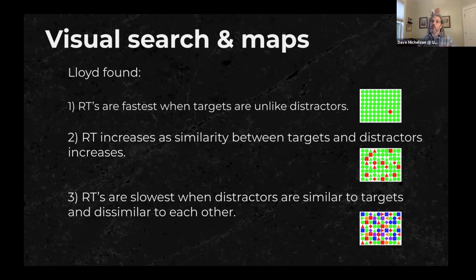The fourth thing he found that I didn't really list here is he also placed all of the distractors in one quadrant of the map. So let's say he put all of the distractors in the lower left-hand corner and then put the target in the upper right-hand corner. What he found was the reaction time was actually faster no matter how many distractors he did. So the location and the organization played an important factor.